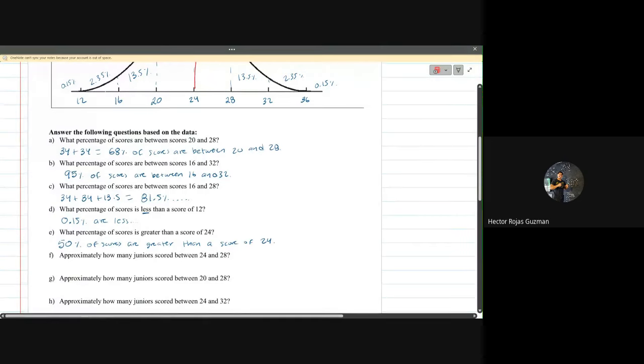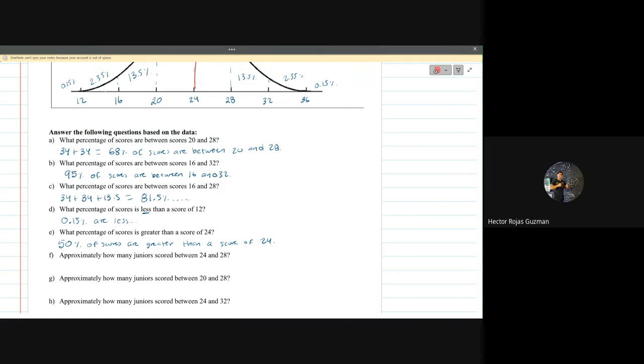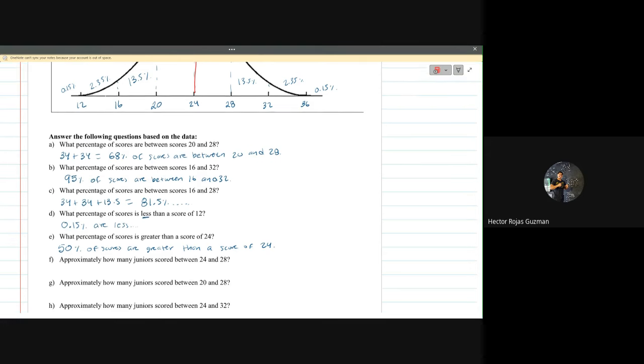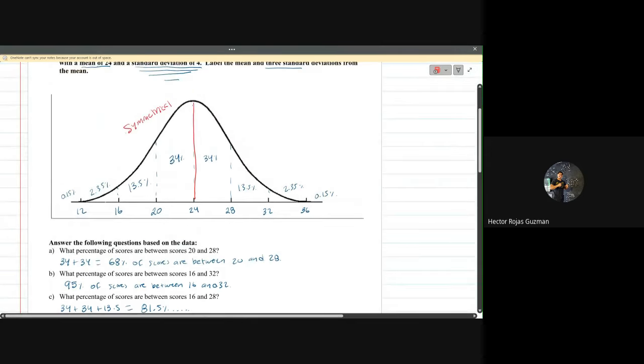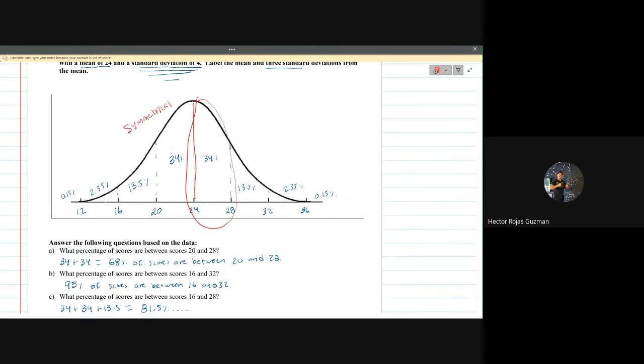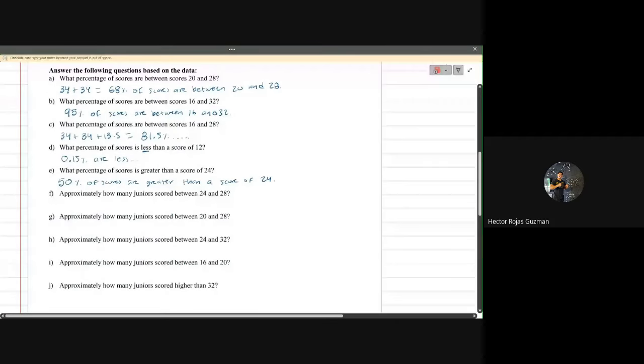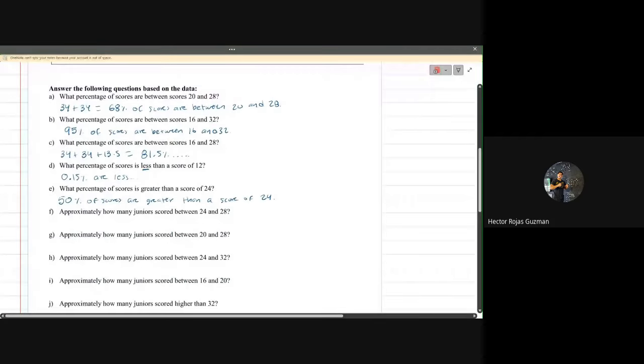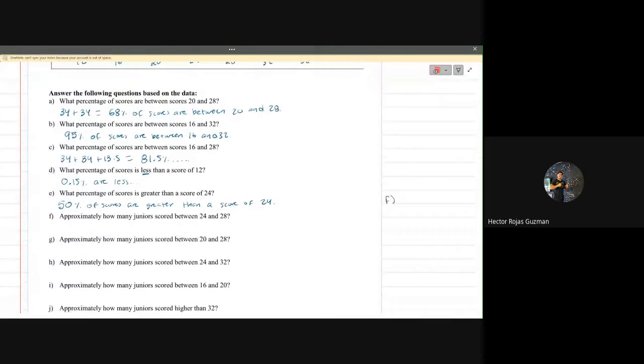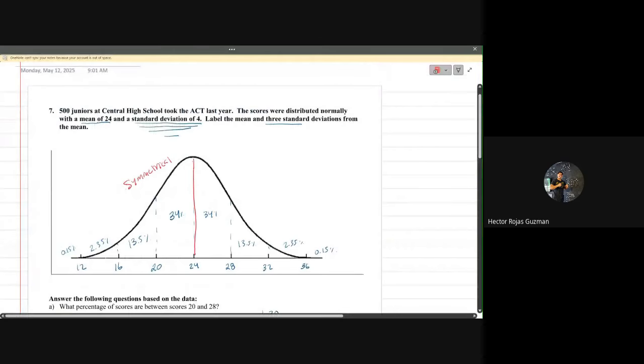Approximately how many juniors scored between a 24 and a 28? Okay, so now we're talking about actual people, not just the percentage. We want hard numbers. How many students scored between a 24 and a 28? Well, first of all, we have to know that it's 34% of the students. Let me do my work over here. There are 500 students testing.